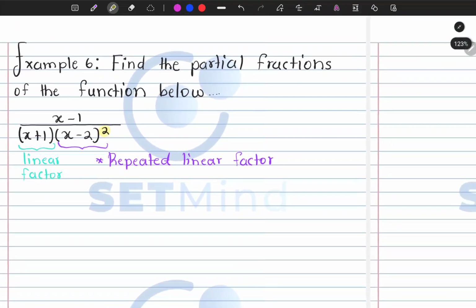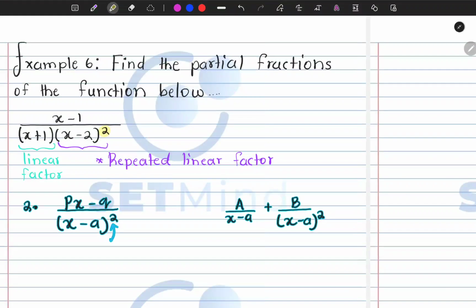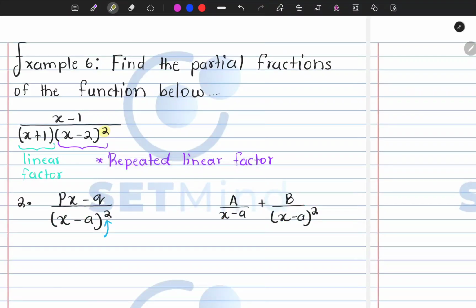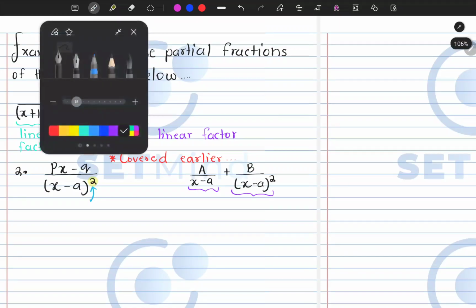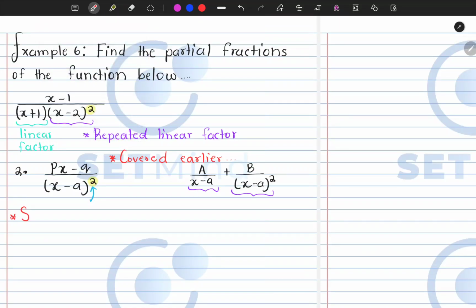And what I want you to remember is what we noted at the beginning of the session, which is form 2, which is that if we have repeated factors, as an example, if the factor x minus a is repeated twice, for that portion we are going to have a representation which is like this. So I need you to remember from earlier. When we began the session, we noted these cases. So now let's go ahead and deal with our problem and split it into our respective partial fractions.